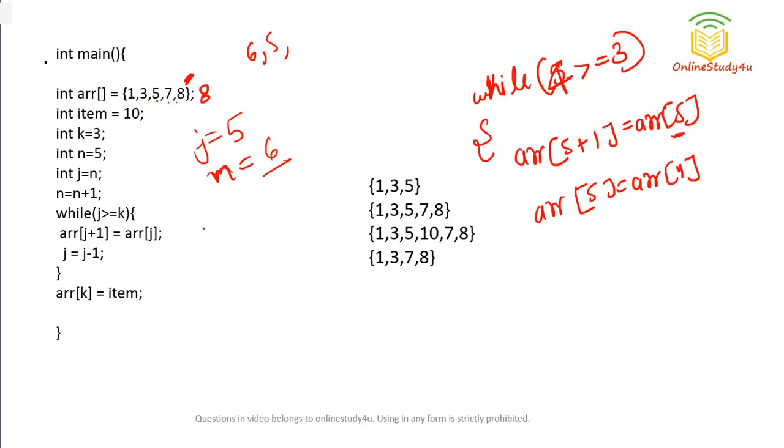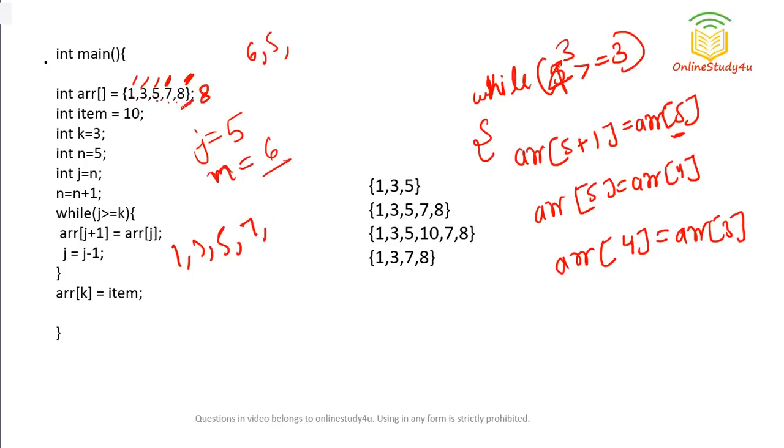Now again j value will be reduced, and now this time it is going to be 3. 3 greater than equal to 3, condition is still true. Now we are doing ARR 3 plus 1, that is 4. Store the value of ARR 3. So you can see on ARR 3 what we are having: 0, 1, 2, 3. So this 7 we are having, and we are saying that store this 7 to the fourth index. So now this will not be 8, this will be 7, and we are having at the fifth index 8. Fine. Now j value will be further decremented, that will be 2 greater than equal to 3. The condition is false, we will come out of the loop.